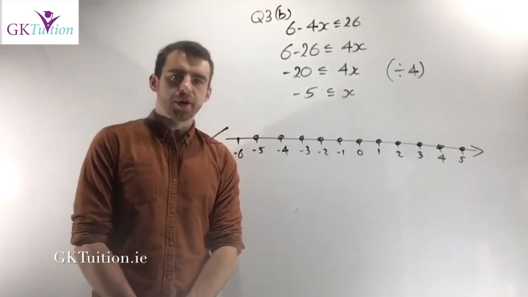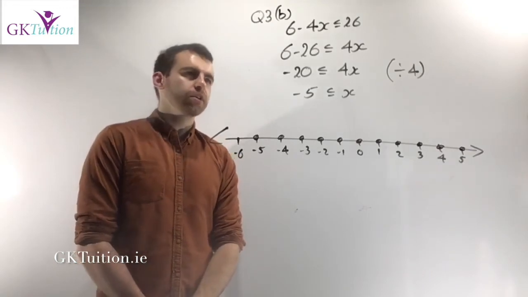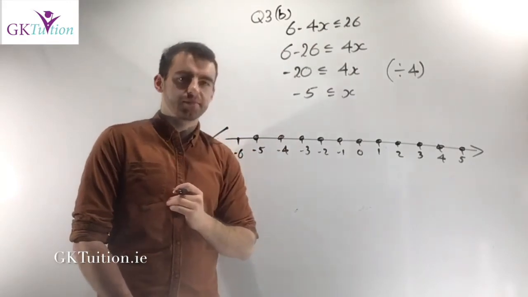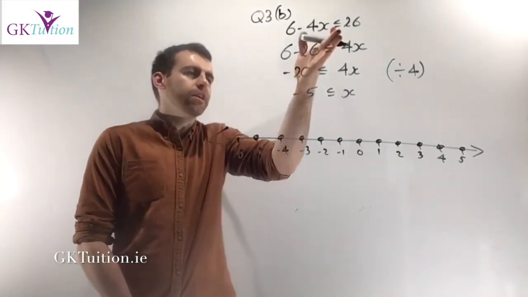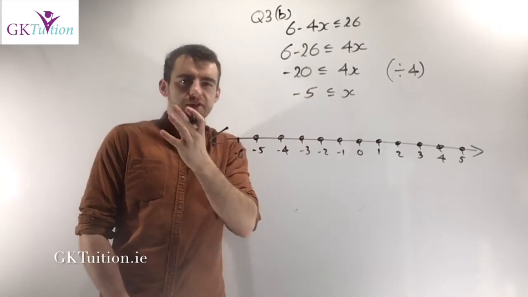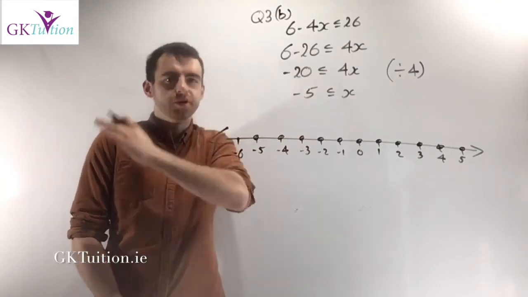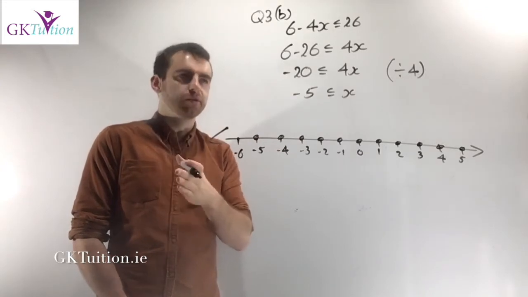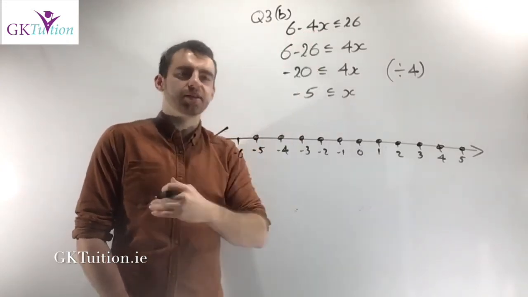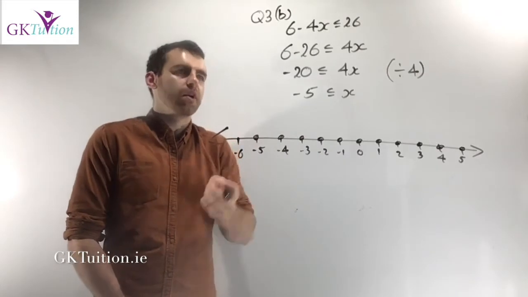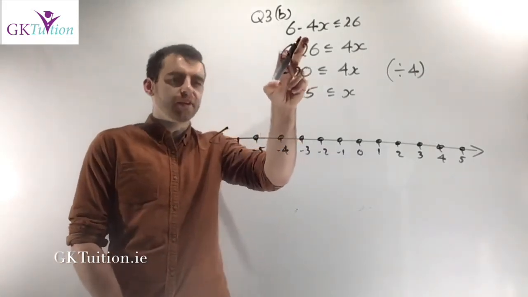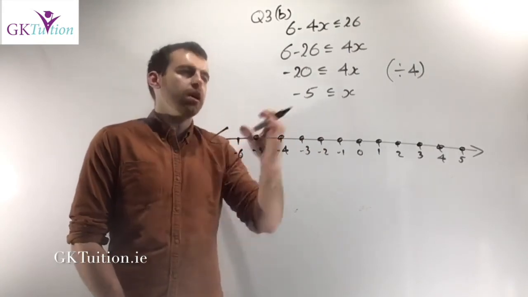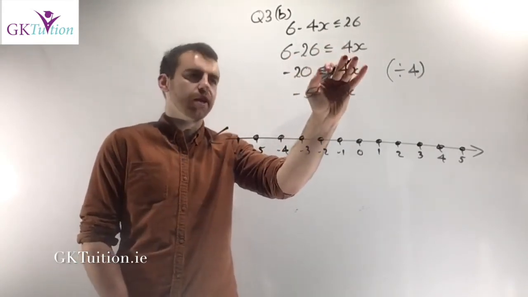Okay, so let's have a look at question 3 part B. In question 3 part B, we had 6 minus 4x is less than or equal to 26. If you've an inequality, it's just the same as an equation. You need to bring all your numbers to one side, all your x's to the other side. I would always advise students to move your x's to the side where it's going to be positive. So I had a minus 4x on the left, I decided to move it to the other side. Or in other words, add 4x to both sides. In which case I get a plus 4x on the right hand side.